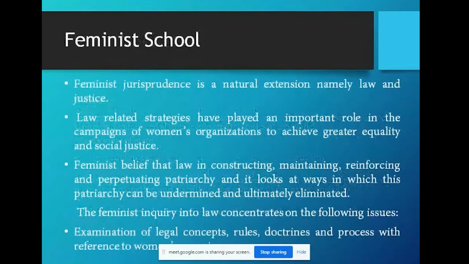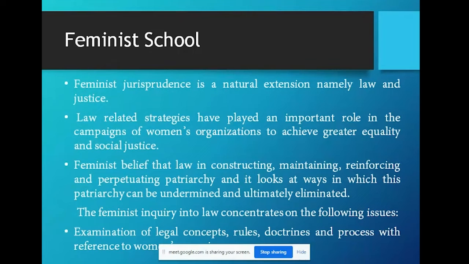And as we come to the last school, but not the least, the feminist school. According to this school, law is involved in constructing, maintaining, reinforcing, and perpetuating patriarchy, and it looks at ways in which patriarchy can be undermined and ultimately eliminated.